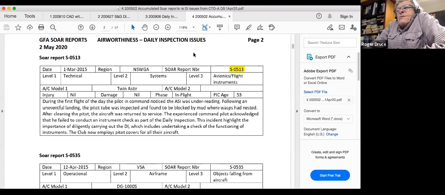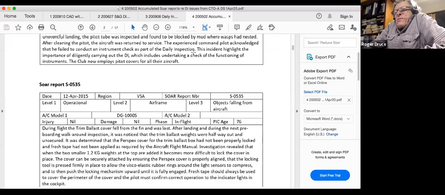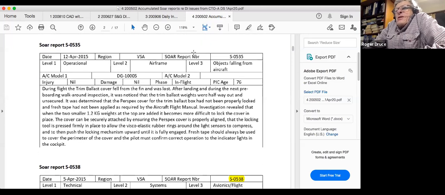New South Wales, Twin Astir. ASI under reading. The pitot tube was inspected and found to be blocked by mud wasps. Mud wasps, for the northern parts, are a serious issue. The command pilot failed to conduct an instrument check, no huffing and puffing. Yep, let's roll on. Next one's from VSA, the DG1000.